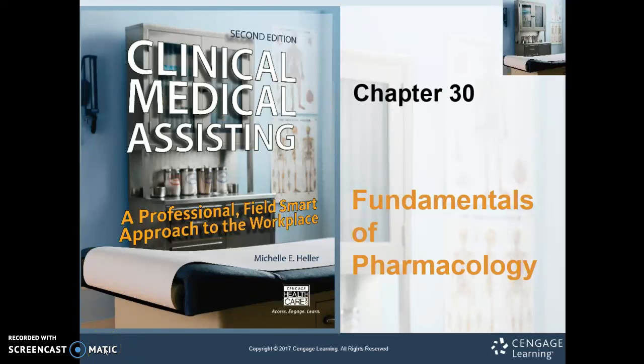This week we'll be covering pages 853 in your textbook to pages 857. We'll be talking a little bit about how drugs affect the body and how some of the factors of the human body can affect drugs.